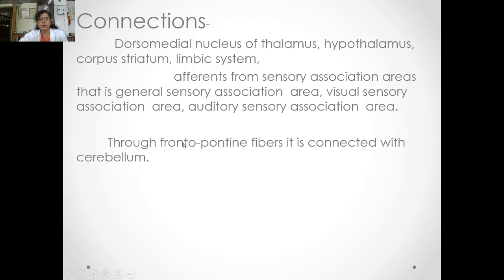Through the frontopontine fibers, the prefrontal cortex gives origin to these fibers, and you know these frontopontine fibers relay in the pontine nuclei which are present in the basilar part of pons. Through these fibers, it is connected with the cerebellum, that is through the frontopontocerebellar pathway.